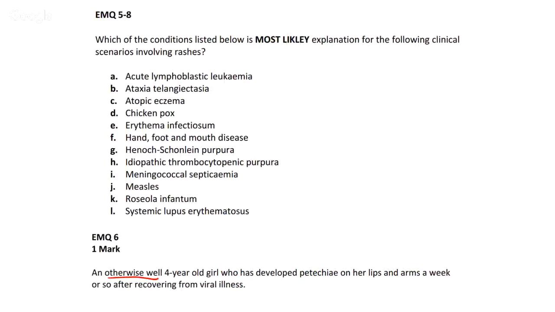Four years old, otherwise well, petechiae on her lips and arms are weak. Remember, what did we say the incubation period for hand, foot, and mouth was? Very long. So what does she have? Hand, foot, and mouth.